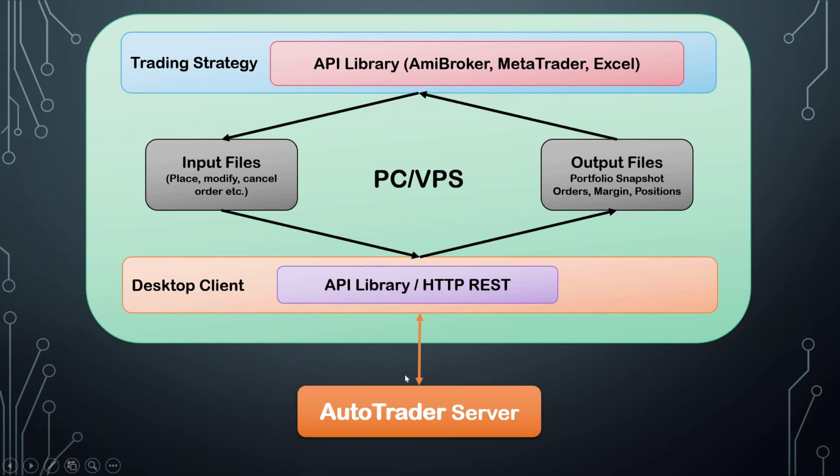The other side, for example, is that the desktop client will continuously keep polling live portfolio snapshots. When I say portfolio snapshot, what I mean is the live status of your orders as it appears on your trading platform, margin, and positions. It basically writes it to output files. So if your trading strategy needs to look at the live M2M or PNL of a position, it will call a function. The API library will then look up these output files, read the M2M or PNL, and return it back to your calling code. That's how it works. Pretty simple architecture, nothing fancy in it.